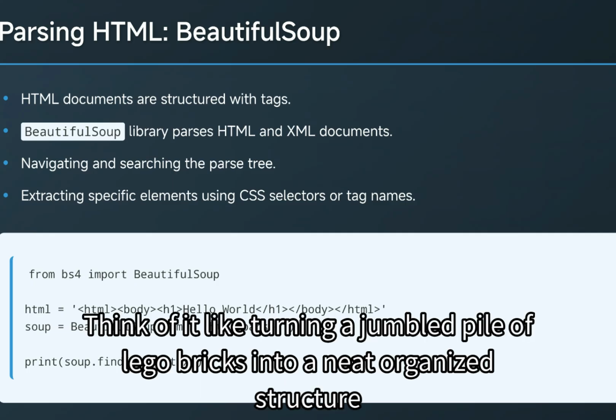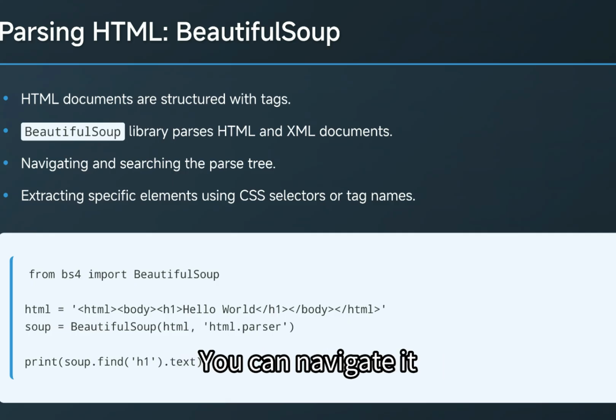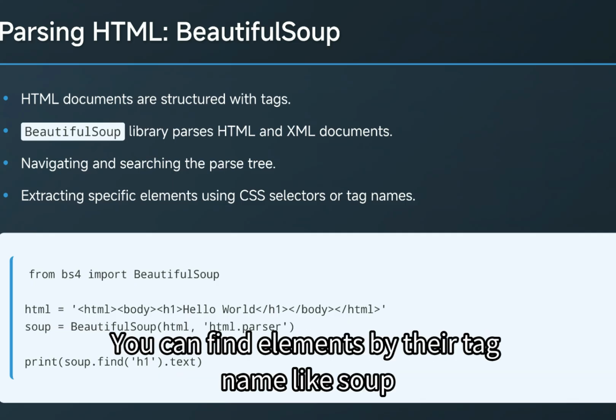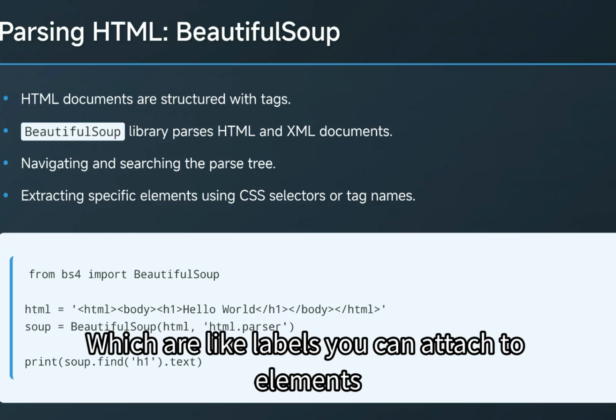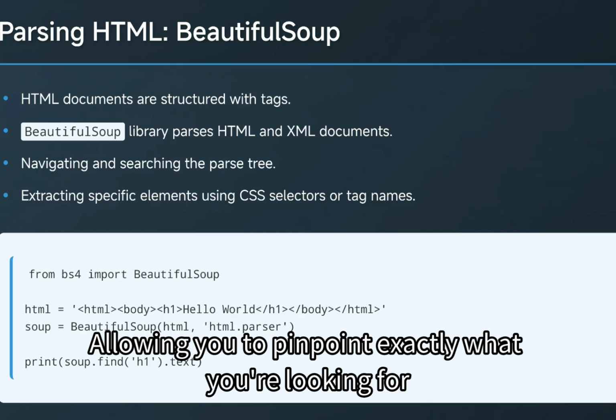Think of it like turning a jumbled pile of Lego bricks into a neat, organized structure. Once you have this structure, you can navigate it, search for specific elements, and extract the data you need. You can find elements by their tag name, like soup.find, or by their class or ID attributes, which are like labels you can attach to elements. It's like having a map of the website's structure, allowing you to pinpoint exactly what you're looking for.